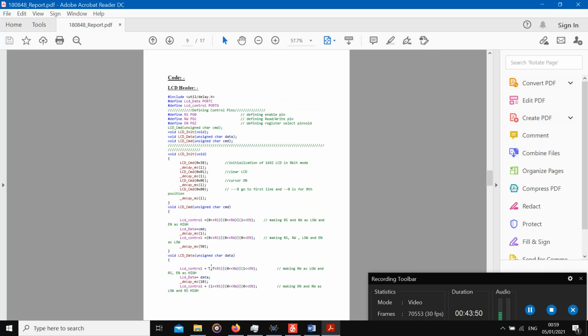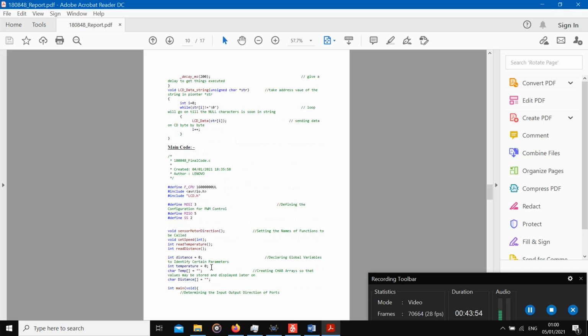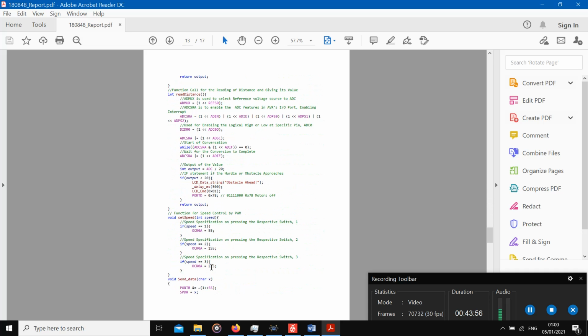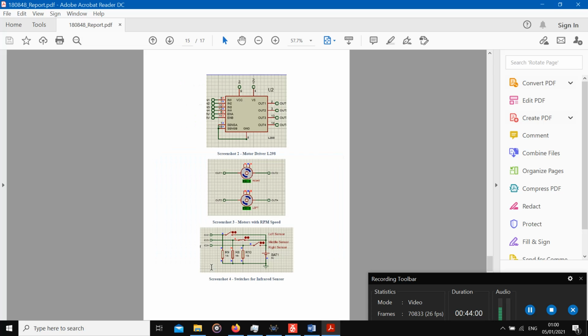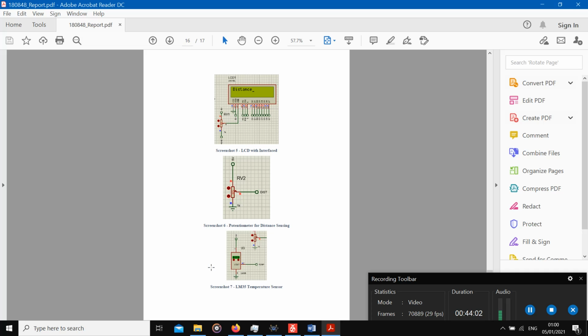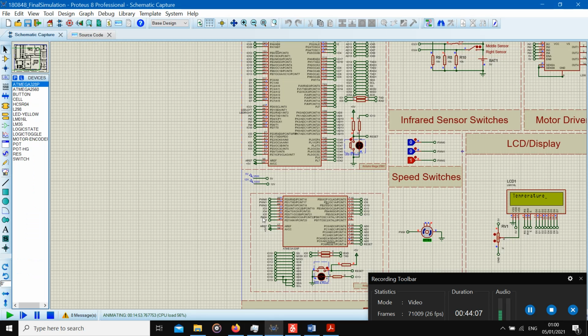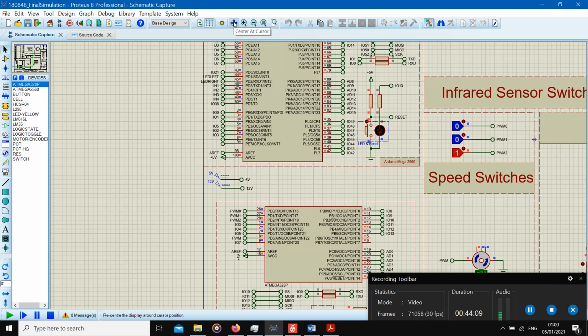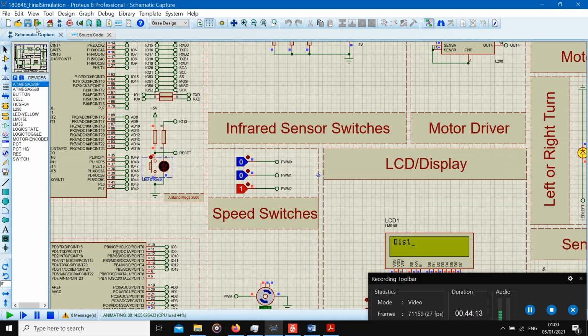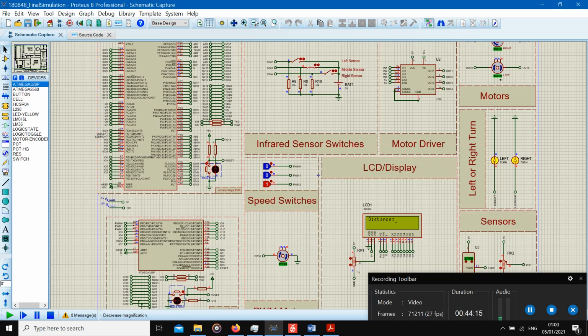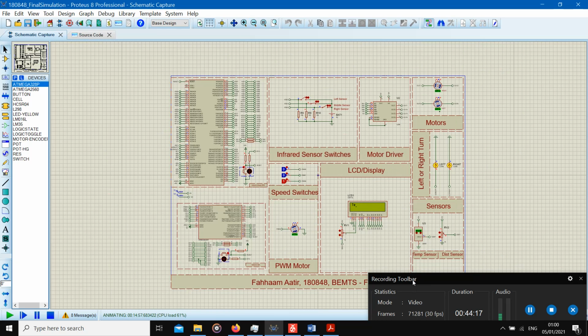Lastly, in this report, we just have the code. This is the LCD header, and this is the main code. Then you have just the simple screenshots that I have already shared. So this was just a basic introduction for the project or the lab assignment that I have done as a part of this semester.